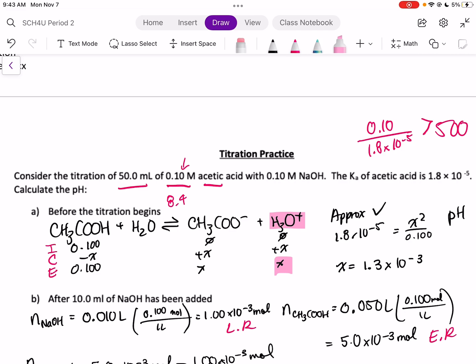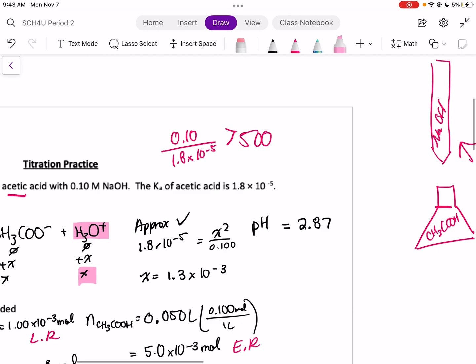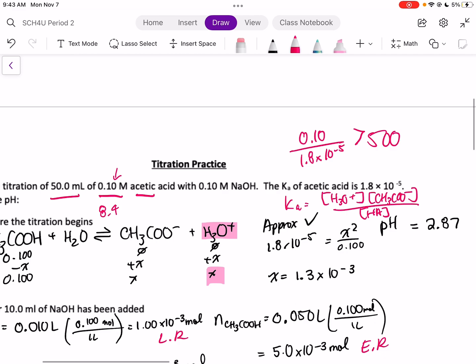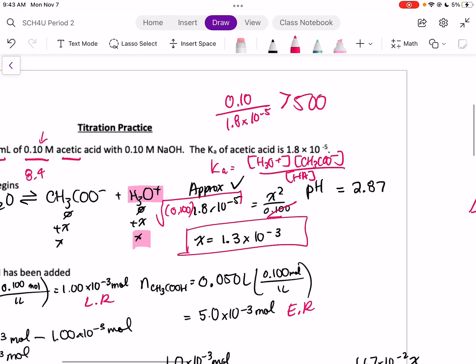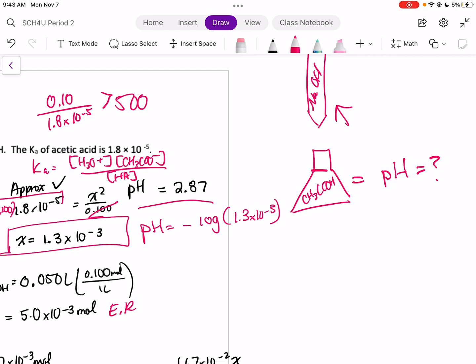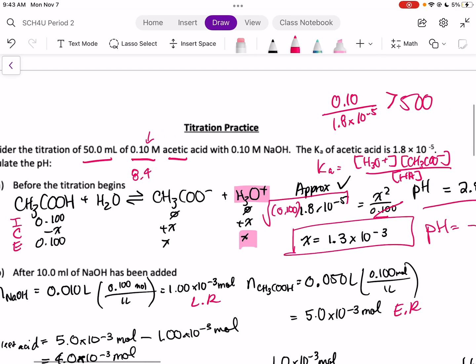Hydronium is important because it's going to help us solve for our pH. So now that I have my completed ice table, I'm going to take my Ka and calculate my hydronium, acetate ion, and my equilibrium concentration of acetic acid and solve for X. I'm going to bring up 0.1 to cancel it on this side, and then take the square root of this number to get my X value. pH is going to be equal to the negative log of this value, and this is what I would get here. This calculation you should be very comfortable with.